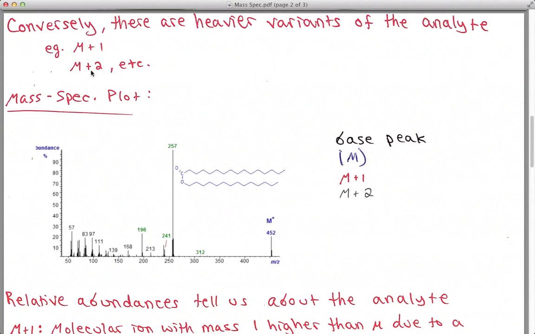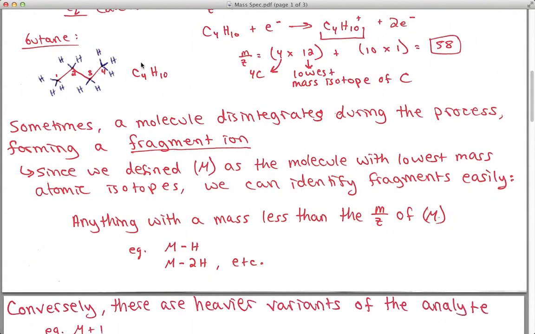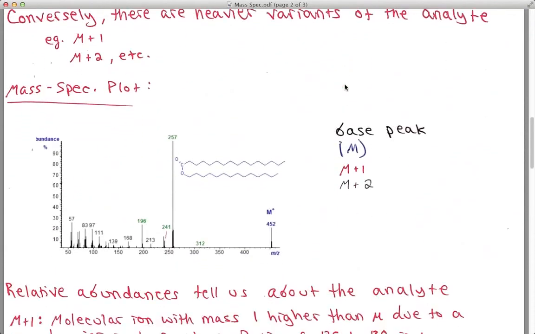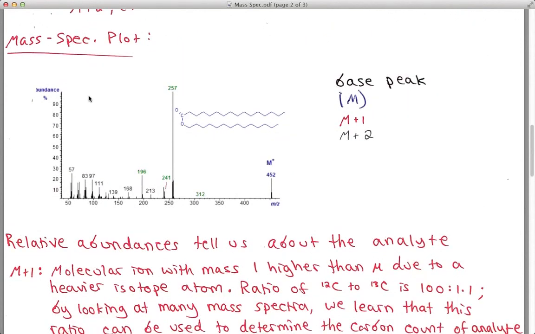Conversely, since we're dealing with isotopes, there are going to be heavier variants of the analyte: M plus 1, M plus 2, etc. This is, as we saw with butane, because some versions of your analyte are going to be comprised of atoms that weigh more than the minimum that they can weigh. What we're going to get in a mass spec plot is a readout of the relative abundances of all the ions, including the fragment ions, to their m/z ratios, to their masses.